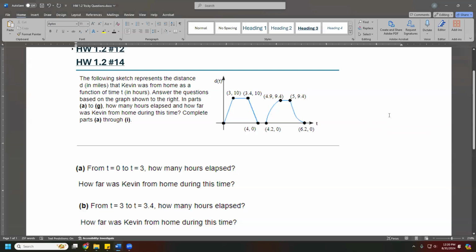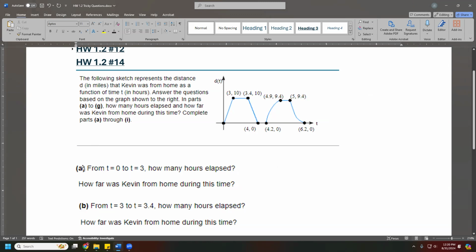Okay, this is how to do homework 1.2, number 14. It's a question involving Kevin walking somewhere and then coming back home. The graph looks like this, which is pretty funky, but we're going to take a look at all the questions. It's got a lot of parts, except the parts are all pretty repetitive, so I'm not going to go through every single part, just a couple.